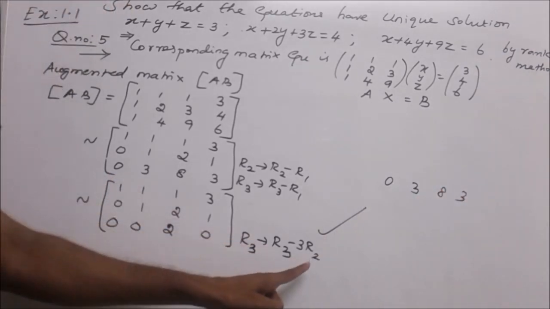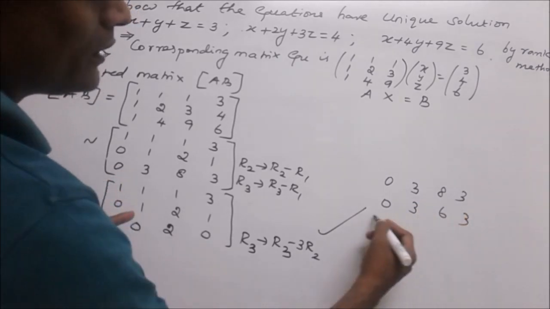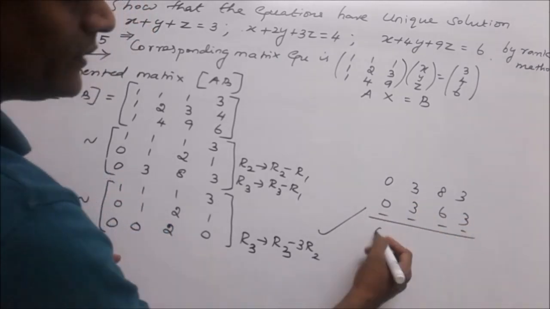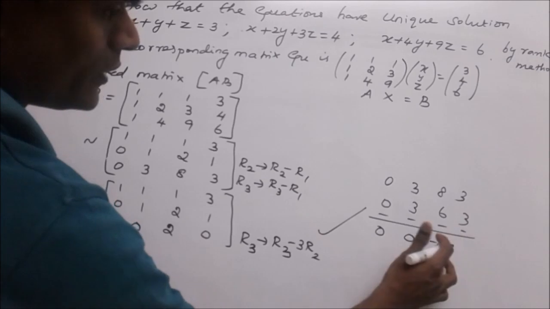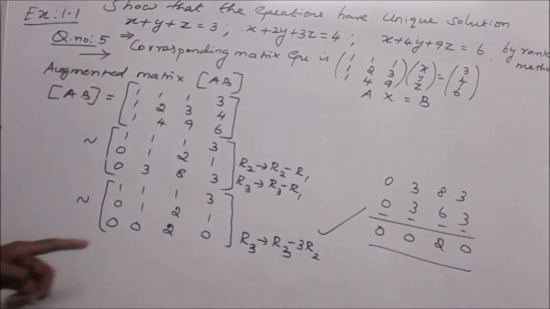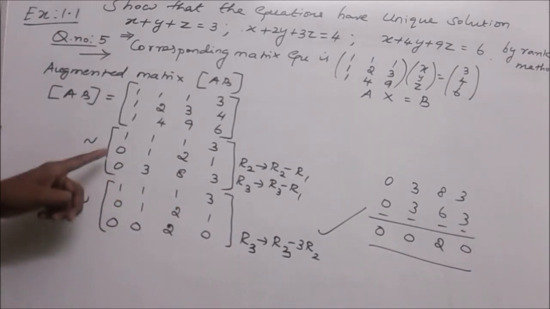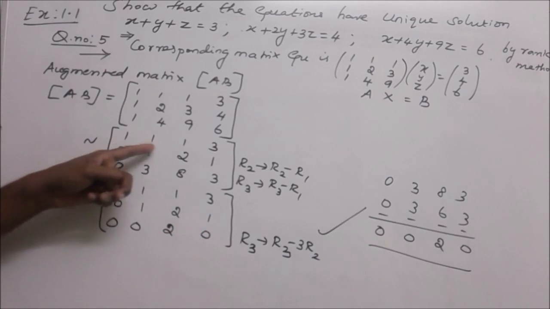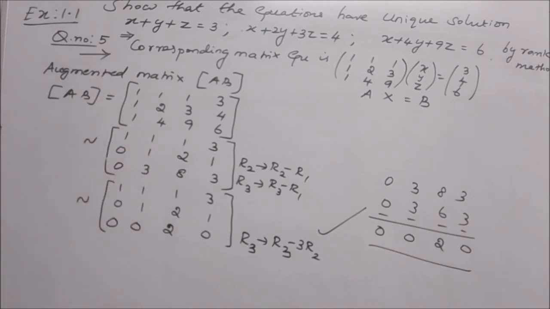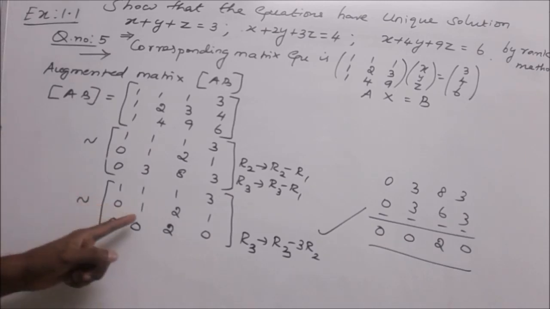Then multiply R2 by 3: 0, 3, 6, 3. Subtracting, we will get 0, 0, minus 2, 0. That is written here: 0, 0, 2, 0. Now, if we want to make this entry 0, because our target is to make this entry 0, the next move.